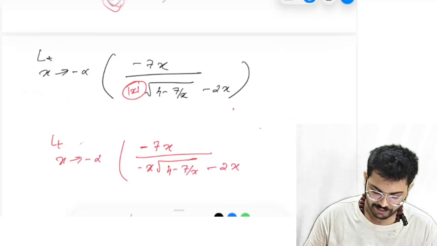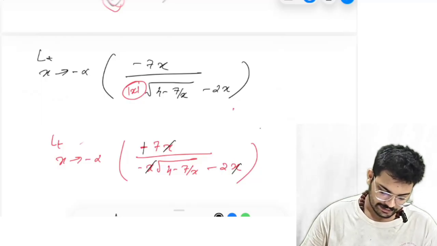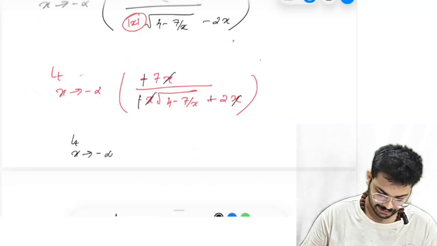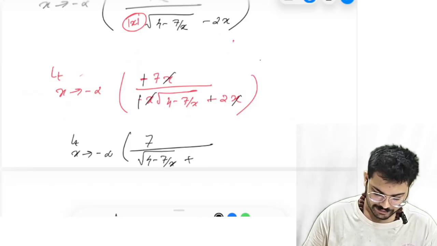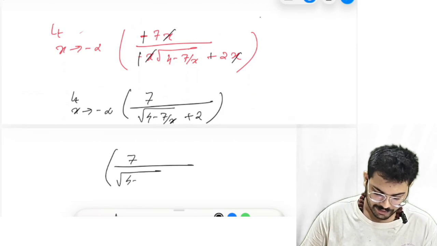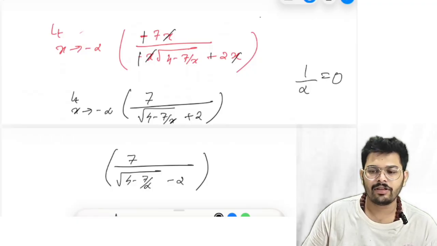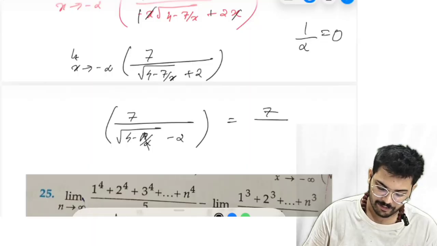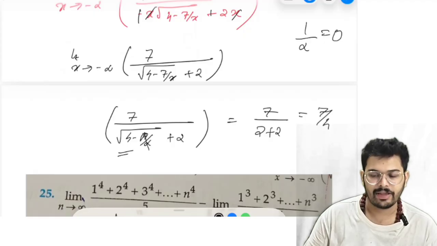7 by x, minus 2x. Now we can cancel all x from the numerator and denominator. Also we can take this negative common and cancel. Therefore our limit will become limit x tends to minus infinity, 7 divided by root of 4 minus 7 by x, plus 2. Now when you apply the value minus infinity, this will become 7 divided by root 4 minus 7 divided by infinity, plus 2. We already know 1 by infinity equals 0. Therefore, this value will become 0. Therefore, our final answer will become 7 divided by root 4, which is 2, and here it is a plus sign, so it will be 2 plus 2, which is equal to 7 divided by 4.